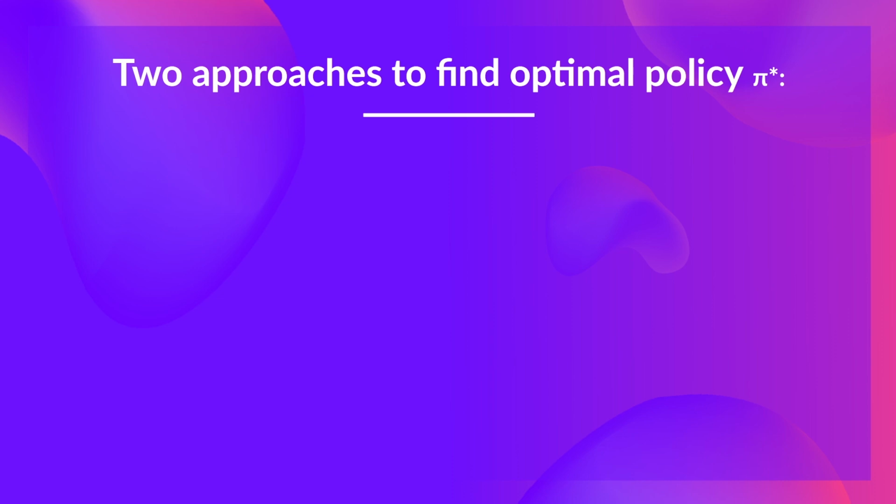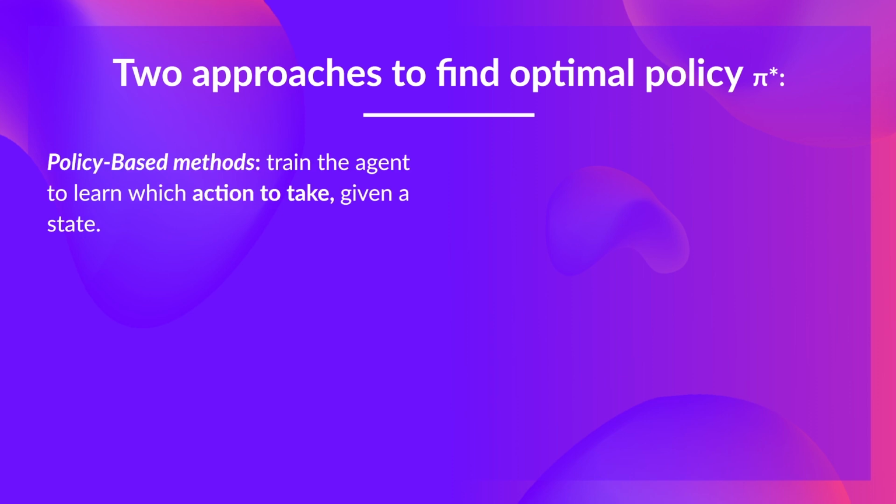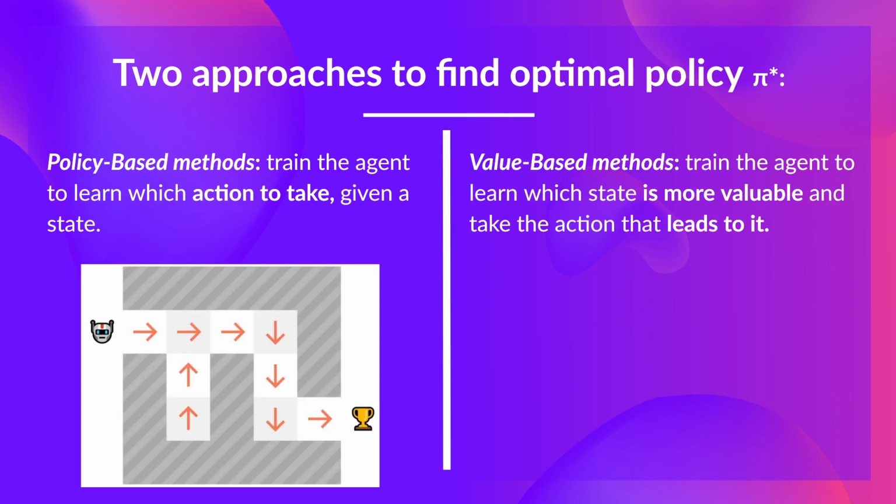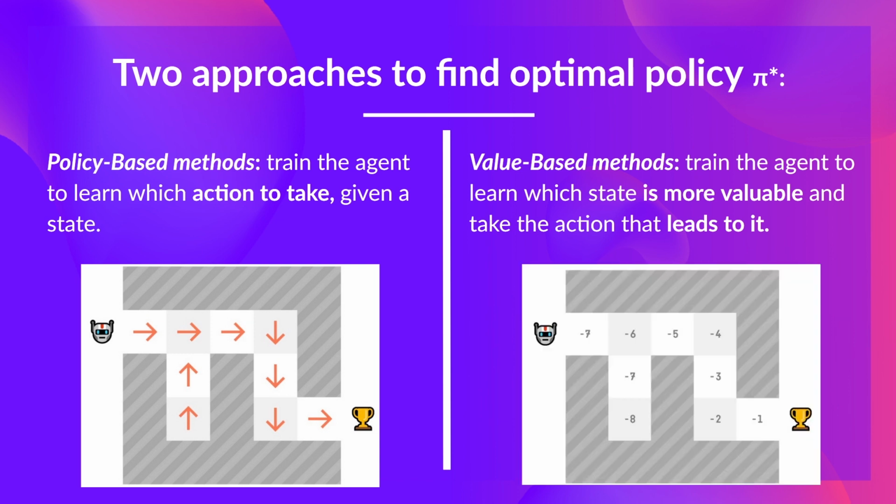There are two approaches to train our agent to find this optimal policy. The first is directly, by teaching the agent to learn which action to take given the state it is in. It's called the policy-based method. Or indirectly, which is teaching the agent to learn which state is more valuable and then take the action that leads to the more valuable state. We call this type of method value-based methods.